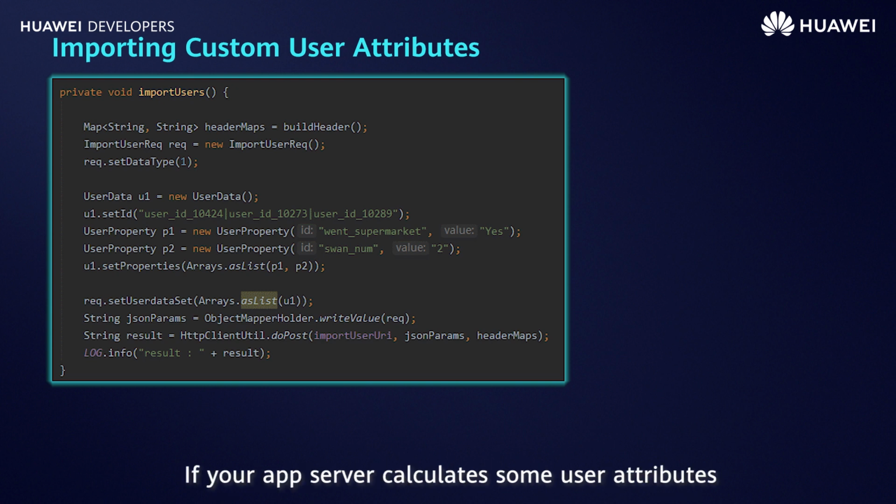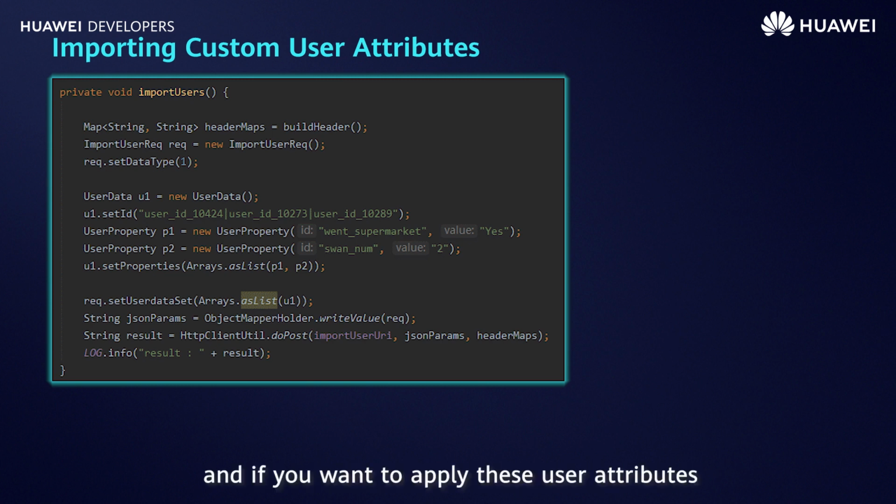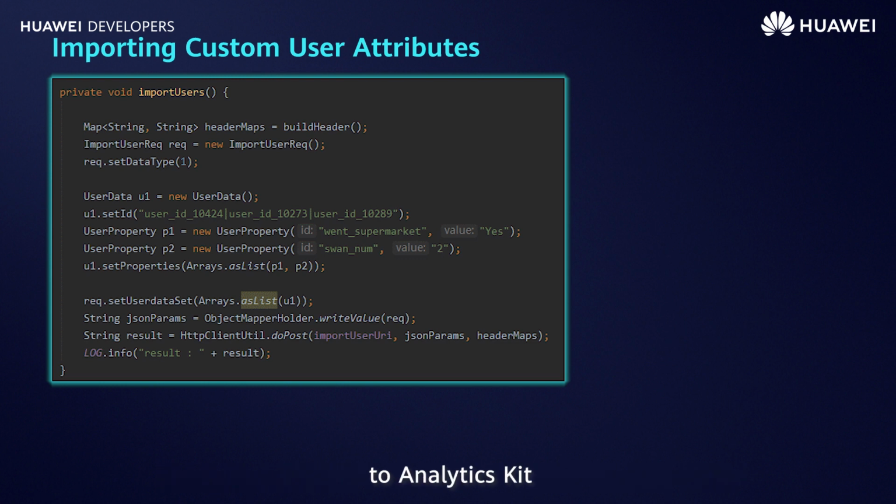If your app server calculates some user attributes, instead of obtaining them from the app, and if you want to apply these user attributes to the analysis reports provided by Analytics Kit, you can call the user attribute import API to synchronize the user attributes from the app server to Analytics Kit.